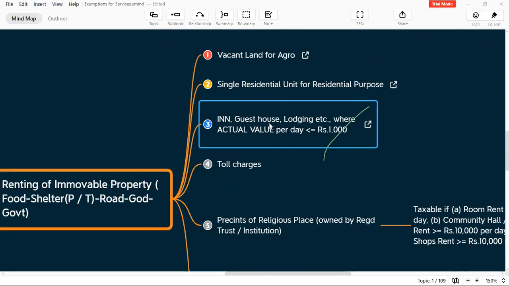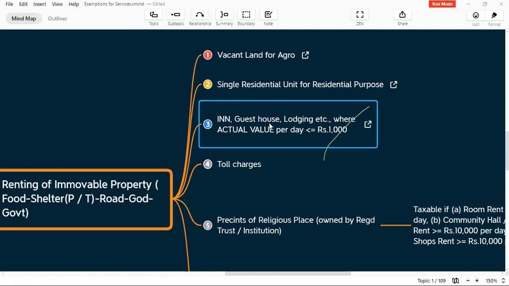Prior to the amendment, it said where the declared tariff value was the word used. Declared tariff value means what they mentioned in the rate card. They would have mentioned 2,000 rupees in the rate card, 3,000 rupees in the rate card. However, after all these discounts, they may actually give it for 900 rupees. In which case the government says pre-amendment it is taxable because the declared tariff is more than 1,000. Now post-amendment it says only on actual value you have to decide the exemption or taxability. So here the actual value is less than or equal to 1,000 rupees per day. Hence it has been given an exemption.